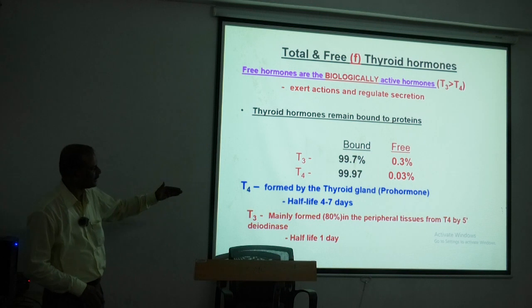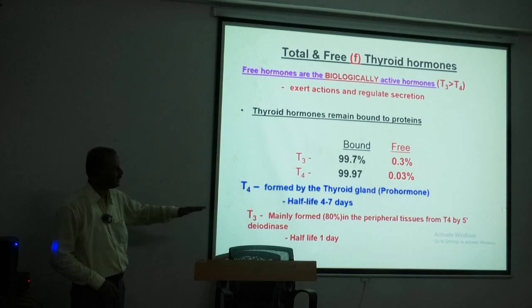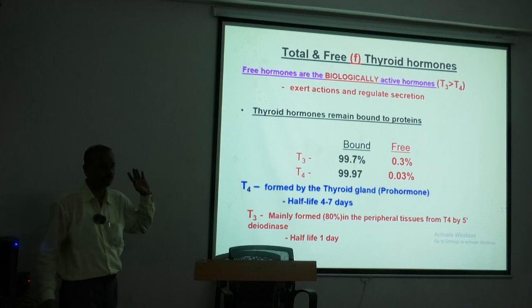Now, T4 is formed, as I told you repeatedly, by the thyroid gland, and T3 is formed mainly in the peripheral tissue. So, since T3 is formed from T4, T4 is also called a prohormone.